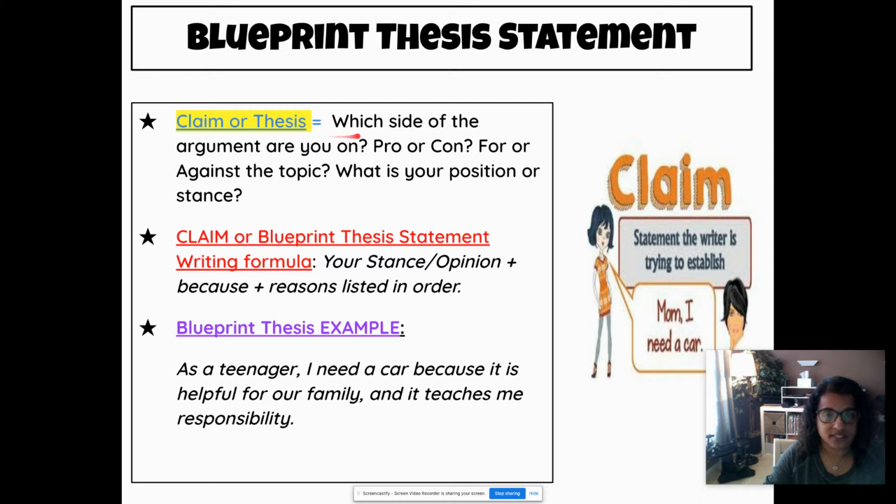Claim or thesis is which side of the argument are you on? Your thesis should have, are you for it? Are you against it? What's your position? What is your stance? Okay.